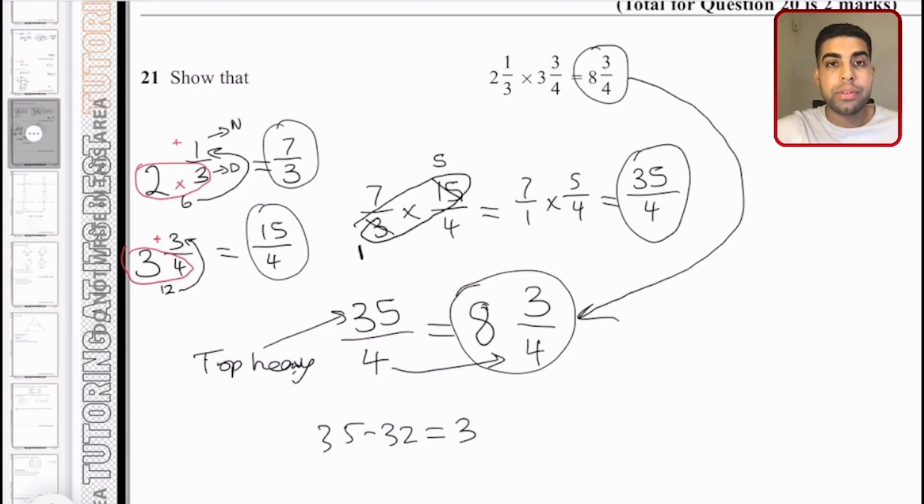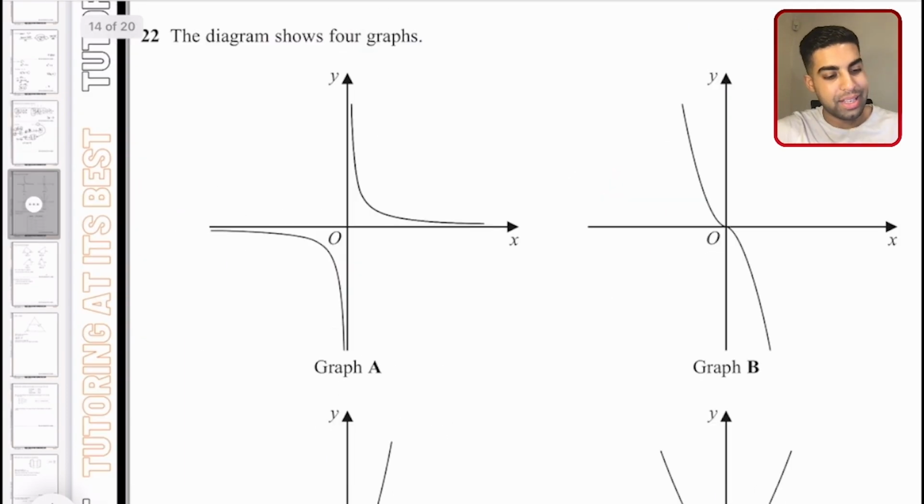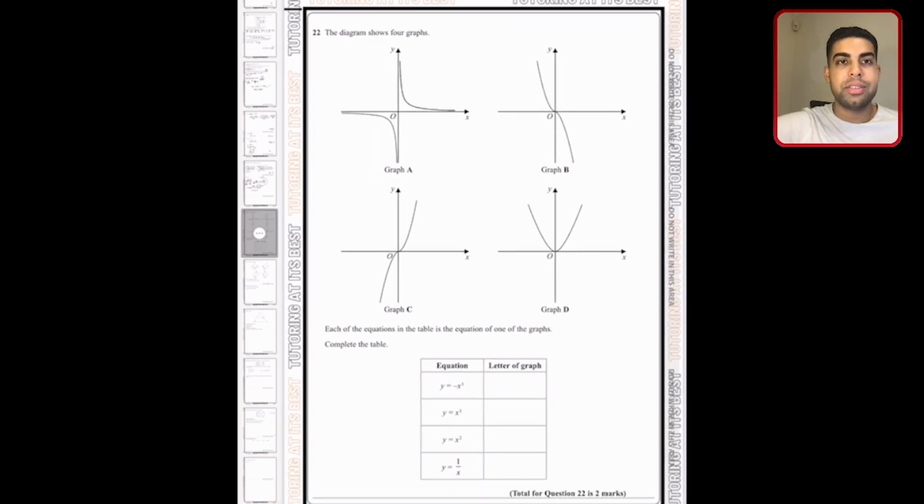So we've now proved that 2 1/3 multiplied by 3 3/4 gives us 8 3/4. Beautiful. Question 22. In portrait mode for this question. Righty. So the diagram shows us 4 graphs, Graph A, B, C, and D. And for each of these equations, we need to match the correct graph.